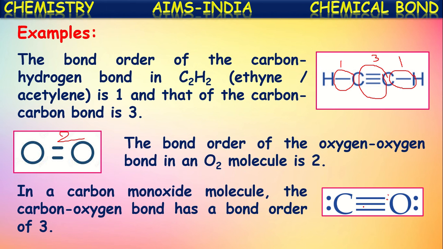That is why the bond order in the carbon monoxide molecule is 3, because there is sharing of three pairs of electrons.